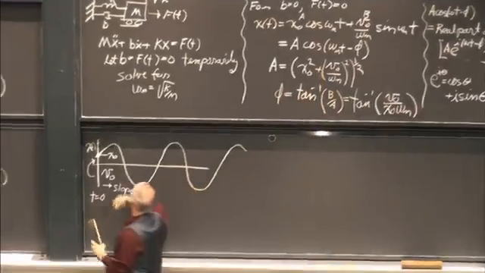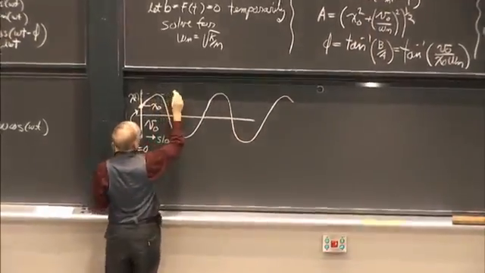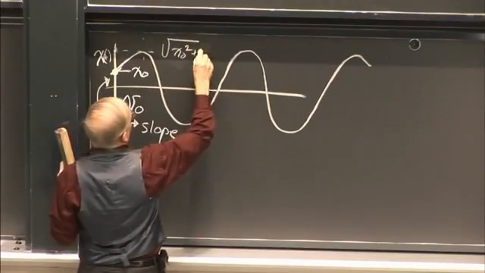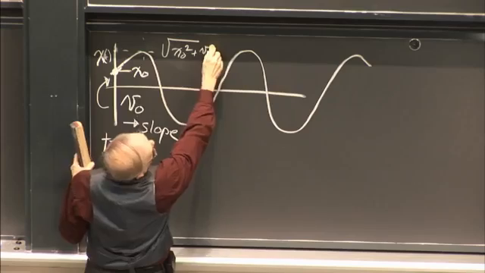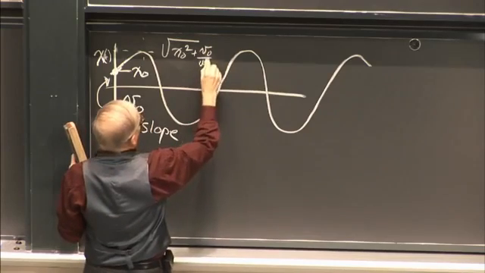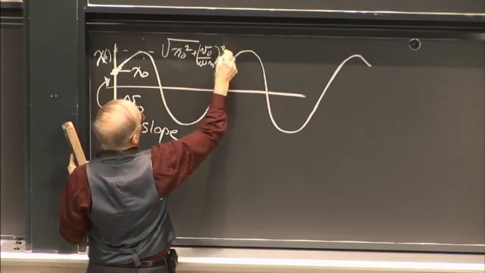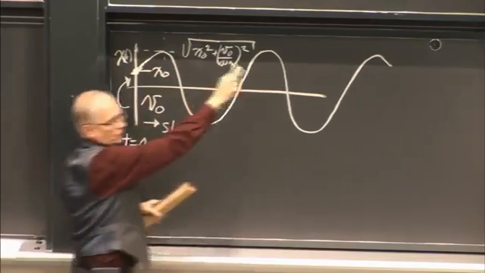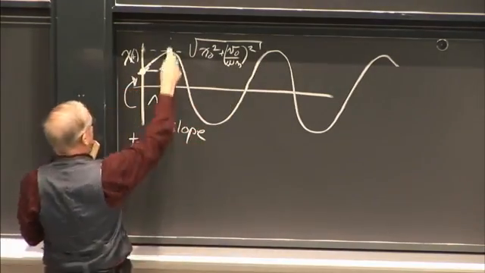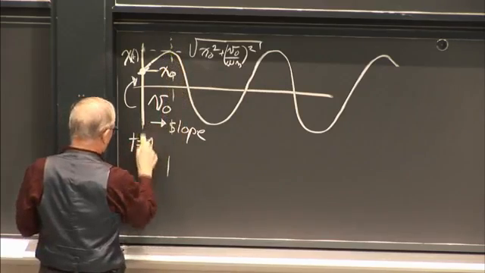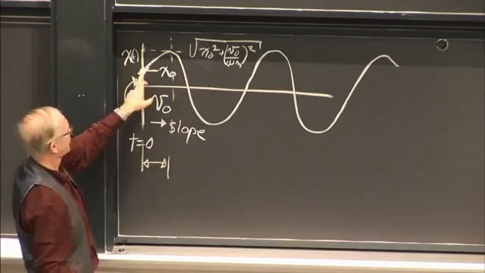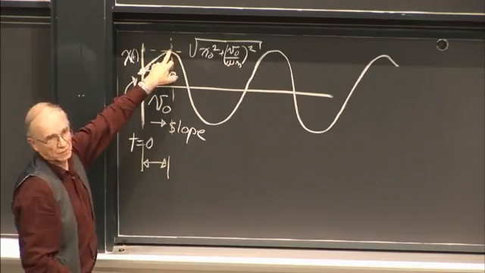So this over here is the square root of x naught squared plus (v0 over omega n) squared. That's what the peak value is. And this system's undamped, so it just goes on forever. So the question is, though, what is this gap here between when it starts and when it makes its maximum?